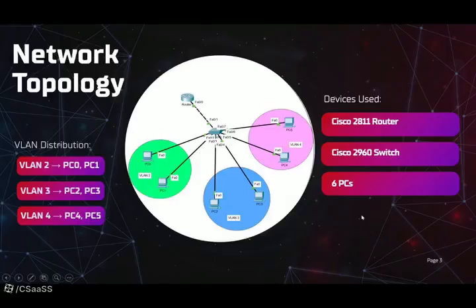This is the topology used in the project. We have one Cisco 2811 router, one Cisco 2960 switch, and 6 PCs. The PCs are divided into 3 VLANs. VLAN 2 contains PCs 0 and 1, VLAN 3 contains PCs 2 and 3, and VLAN 4 contains PCs 4 and 5. And as we know, each VLAN represents a separate broadcast domain.